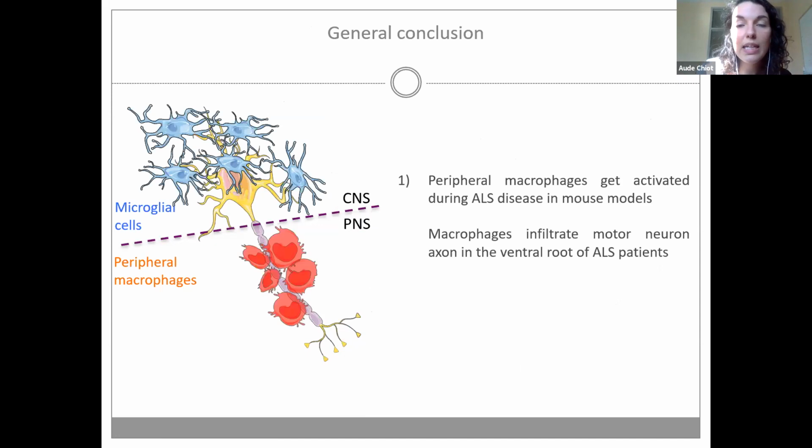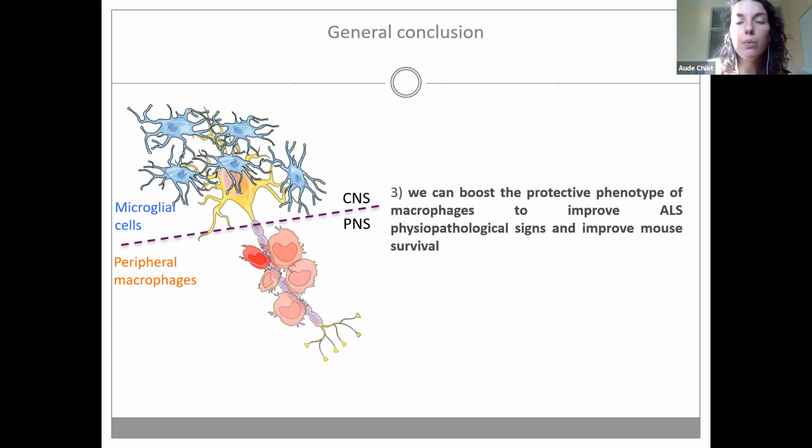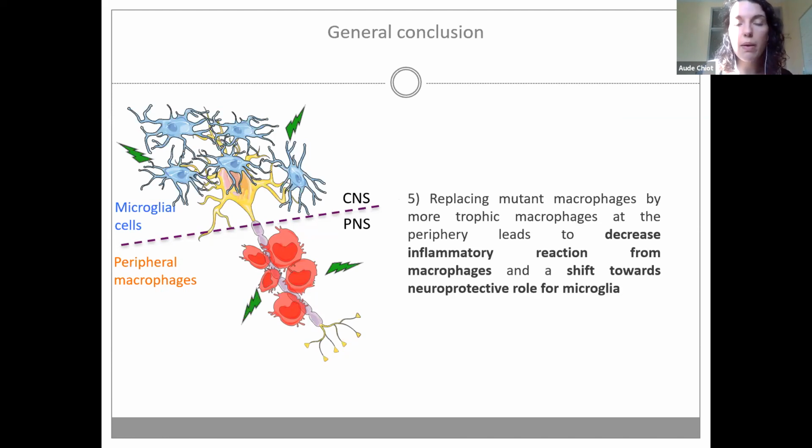So as a conclusion, we have shown that the peripheral macrophages get activated during ALS disease in mouse models, and they are also reacting strongly in the tissues of ALS patients, and not only the SOD1 patients, but also patients with other mutations or sporadic patients. We have shown that the infiltration is low, even though it depends on disease duration. And so we have been able to boost the protective phenotype of the macrophages to improve ALS physiopathological signs and improve mouse survival. The last really surprising result was that we had a huge difference in terms of reactivity between the microglia and the macrophages during the disease course. And by replacing those mutant macrophages by more trophic macrophages, we were able to change this reaction towards a less inflammatory profile and a more neuroprotective profile for the macrophages.